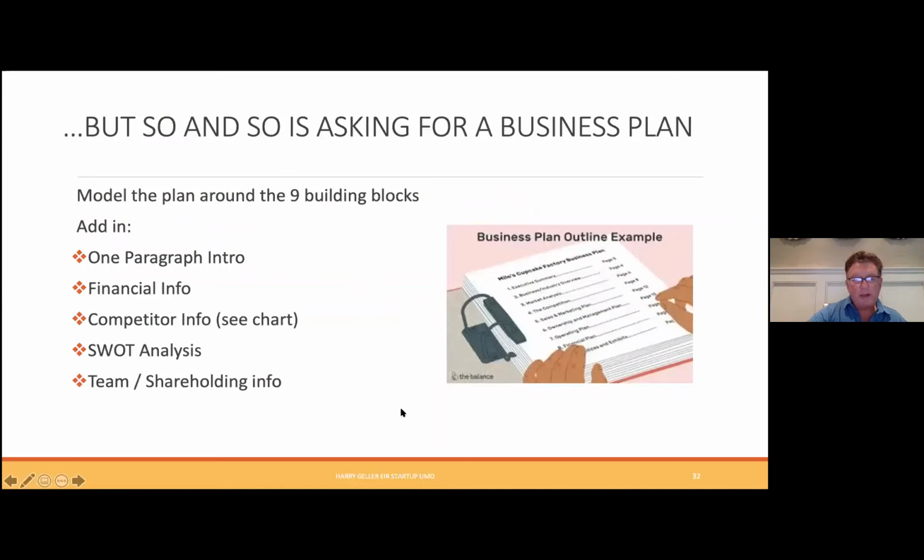What I'm just trying to point out here is, sometimes, even though you use the business model canvas, maybe you're applying for a grant, or a venture capitalist wants to see a business plan. So use the business model canvas as the basic outline for a business plan, using the 9 building blocks, because that really explains every key activity and everything important your business is going to do. And then add an intro, a little bit of financial information, the competitor info chart, a SWOT analysis, which is strengths, weaknesses, opportunities, and threats, and then a little bit about your team and shareholding, and then you have a business plan.